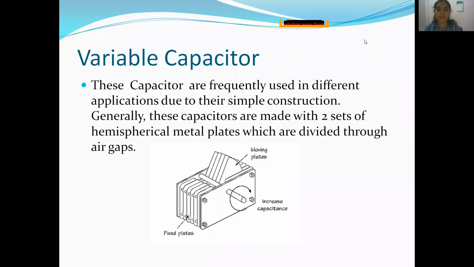After that, see a variable capacitor. Variable capacitors are frequently used in different applications due to their simple construction. See here, generally these capacitors are made of two sets of hemispherical metal plates, which are divided through an air gap.